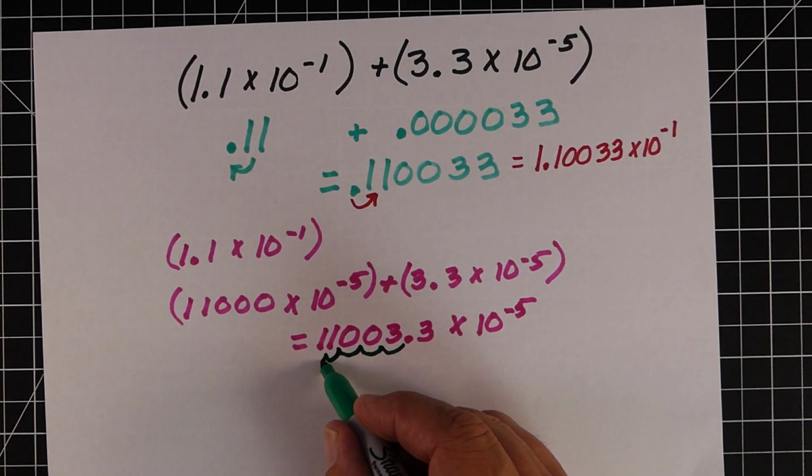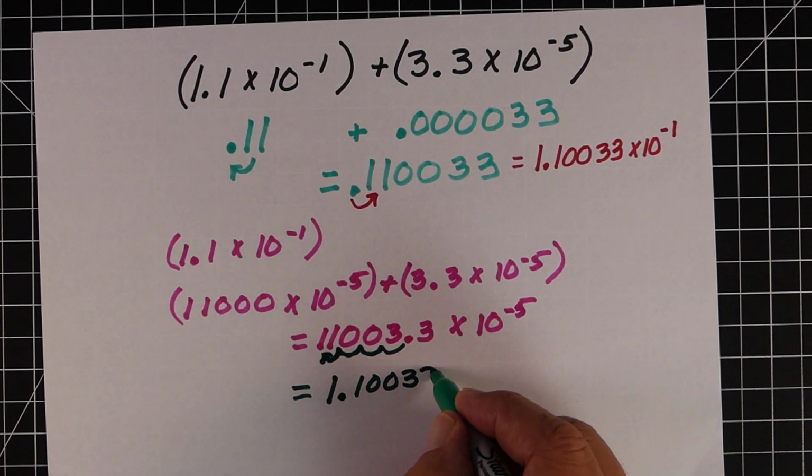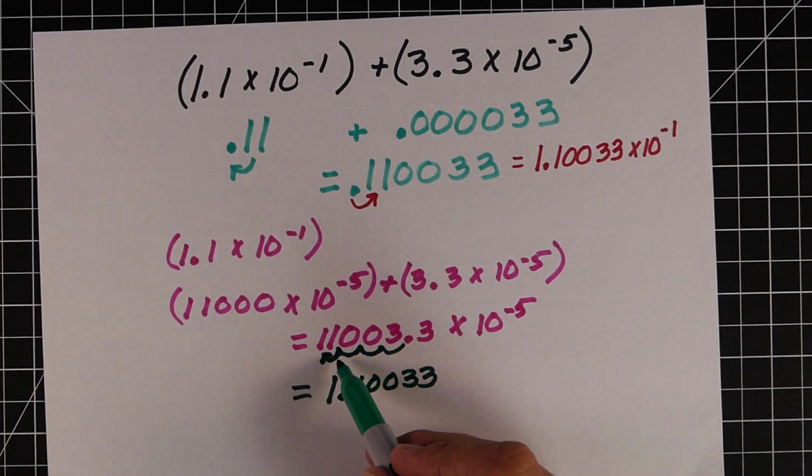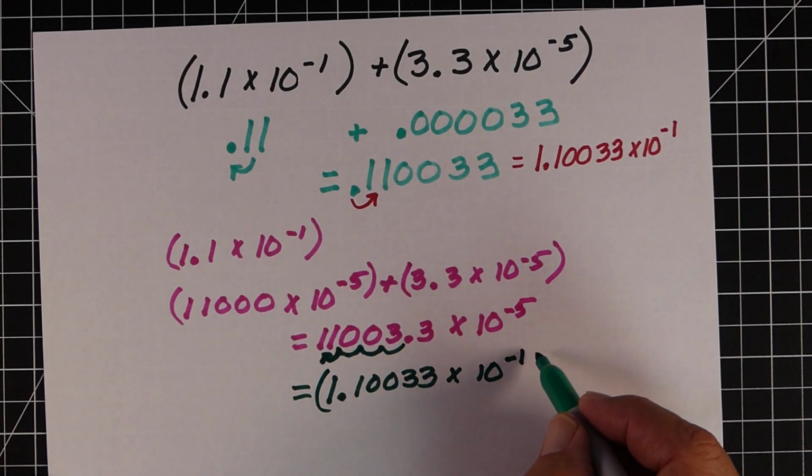But now we have to write it back into scientific notation. So we're going to have to move this 4 times to the left. And so when we do that, we end up with 1.10033. And again, it's times 10 to the negative first, just like with the other one.